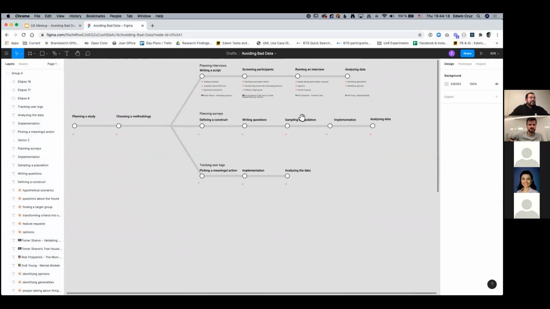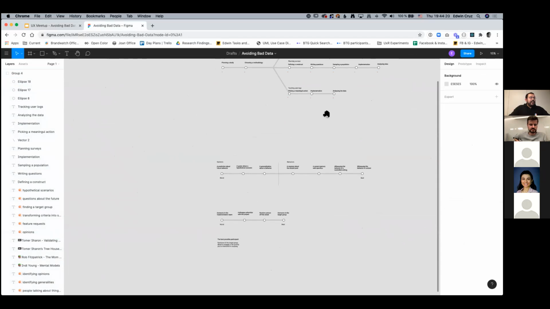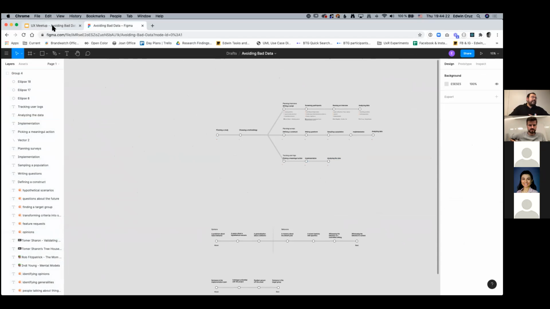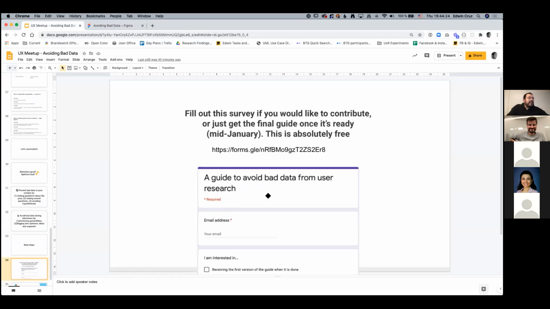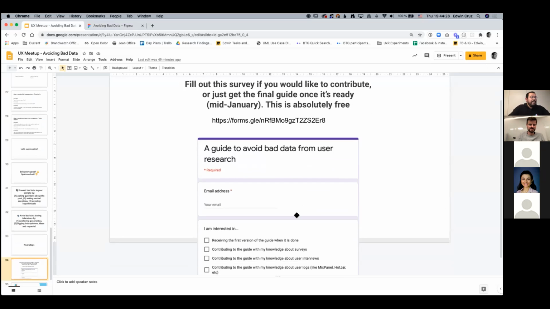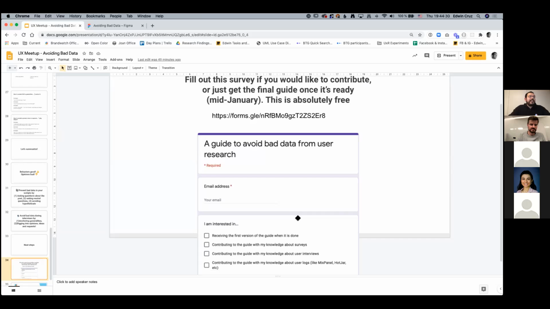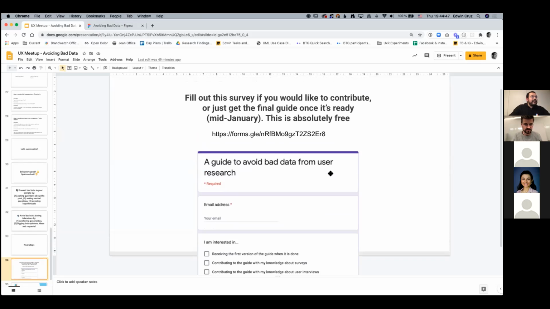So if you're interested in getting this as an infographic, sometime in January, I would invite you to fill out this form. But I'm also interested if you have experience with surveys or interviews or tracking user behavior with any software like Mixpanel, Hotjar, etc., and you would like to contribute to this. I would be absolutely ecstatic.